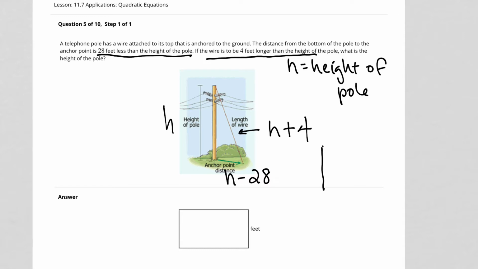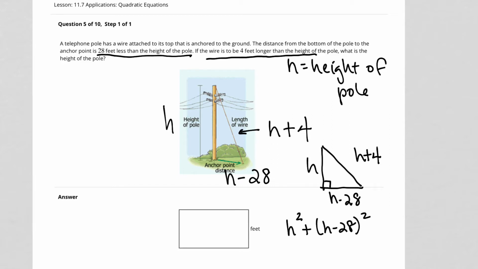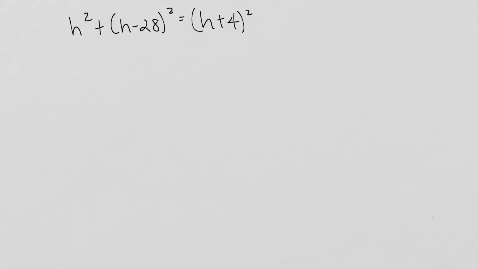So we have a right triangle. This is our right angle. This side is h minus 28. This side is h plus 4. And this side is h. So we're going to use the Pythagorean theorem. And that's going to give me h squared plus (h minus 28) squared equals (h plus 4) squared.